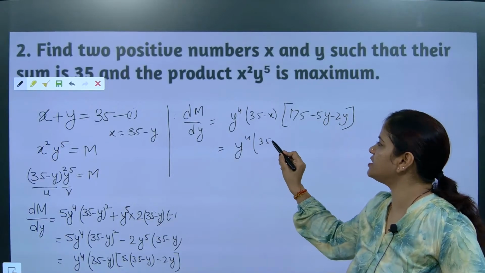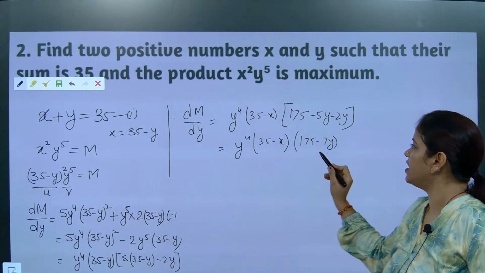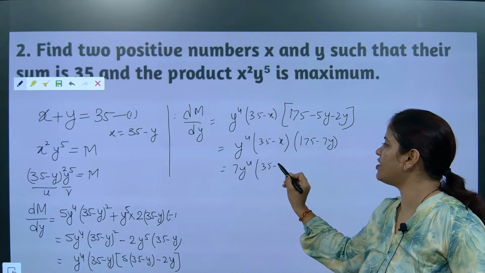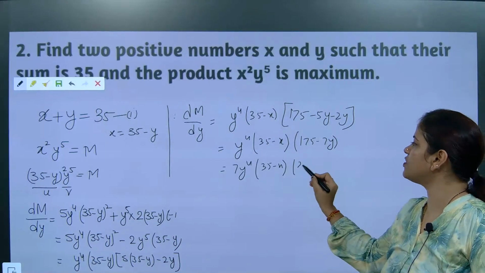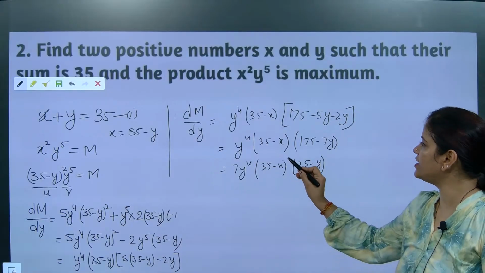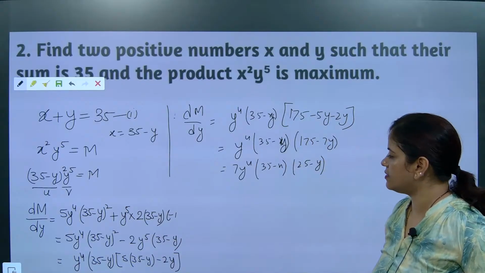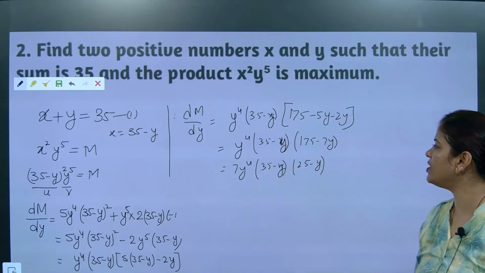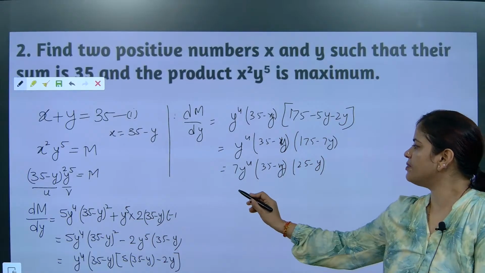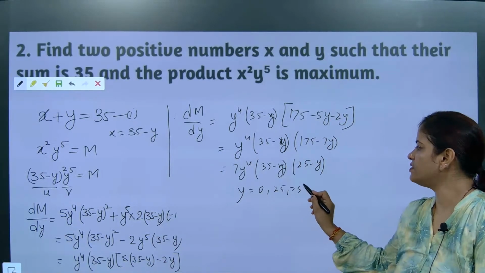Work will become easy. 35 minus y, it is coming as 175 minus 7y. Can we take 7 outside? It will become 7 by 4 into (35 minus y), and here 7 twos are 14, into (25 minus y). Bingo. Here y is there, sorry. Y, y. And here also y. So how many y values are we getting? 3 y values. Y is coming for 0, 25 and 35.